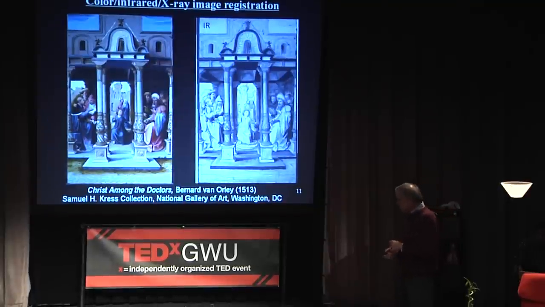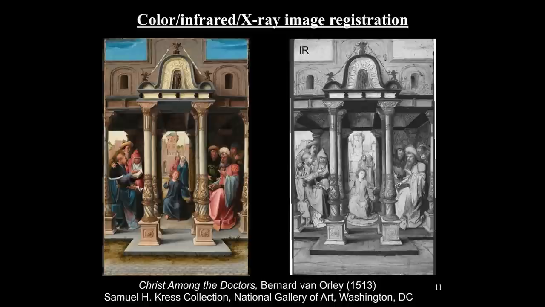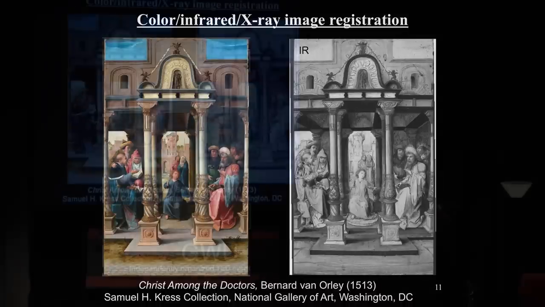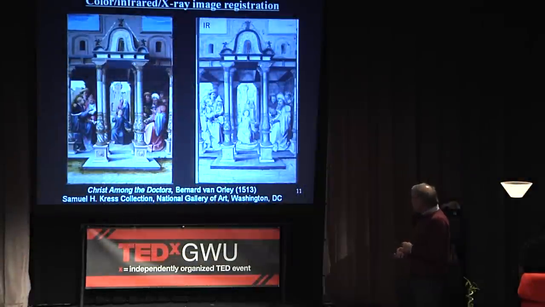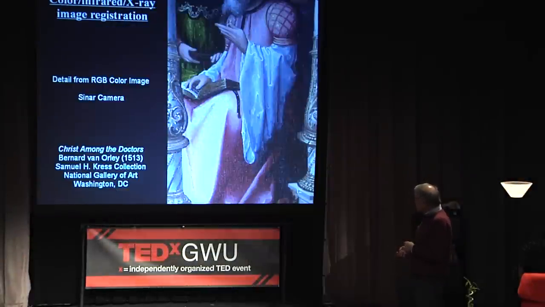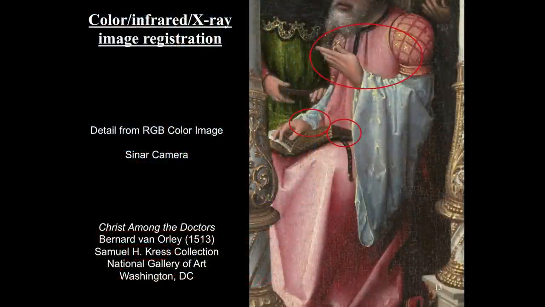Let's take a different painting in the gallery's collection, Christ Among the Doctors. On the left, you see it in color, as you would see it in the gallery. And on the right, an infrared image acquired of the same work of art. And let's look now at some details of this. In particular, we see the hand and the other hand, the right hand, and the book. Pay attention to those for a moment.